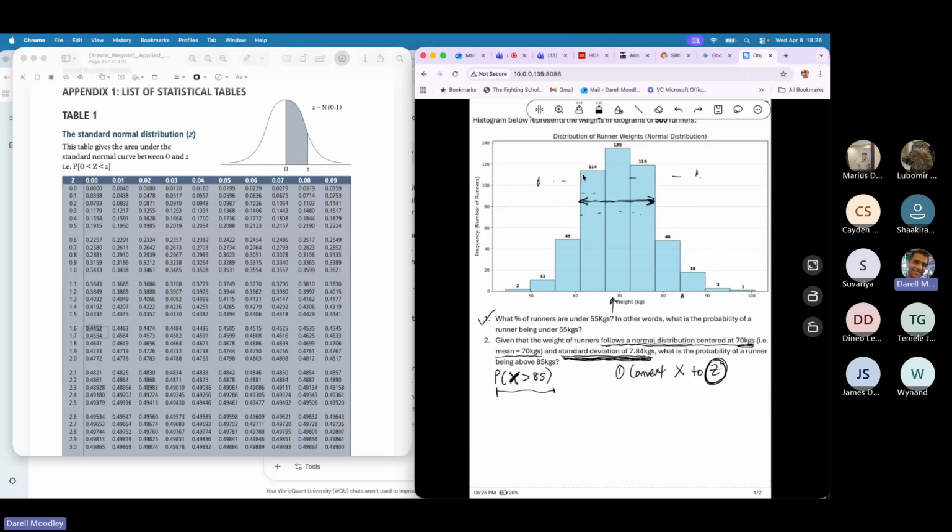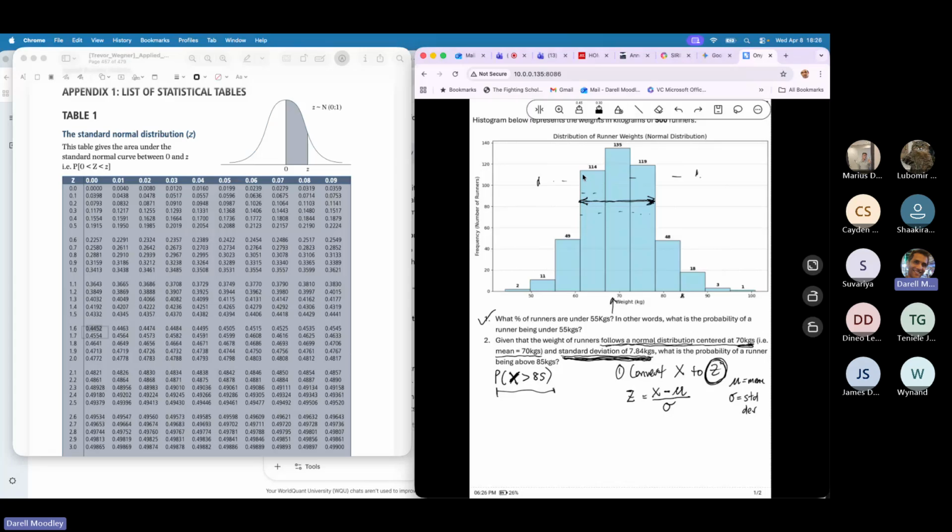It's in your formula sheet. So it's Z equals X minus the mean, all divided by the standard deviation. That's the formula. Now, the mu in that formula is your mean, that's your average. And the sigma is your standard deviation.